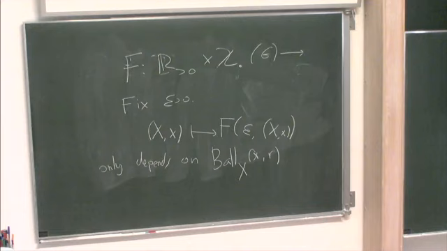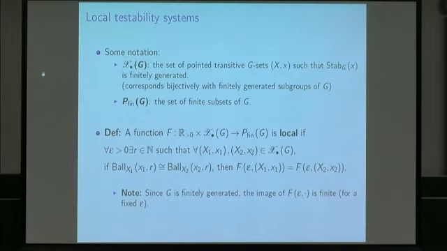Note that this in particular means that when epsilon is fixed, the image is finite, because it's only a function of how the ball of radius r looks, and we only have finitely many options for how a ball of radius r looks. Yes, because we have a finite number of generators, so combinatorially there are only a finite number of options. And now I can tell you what a local testability system is. This is what we're constructing. Once we can construct this for a group, we know it's locally testable.